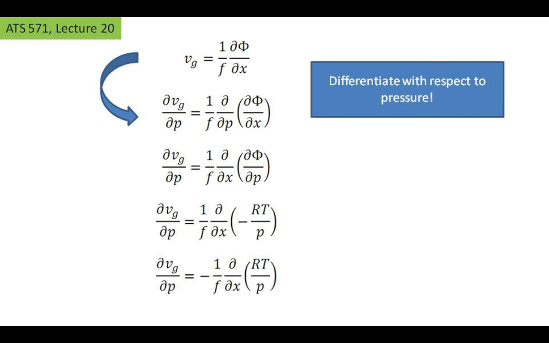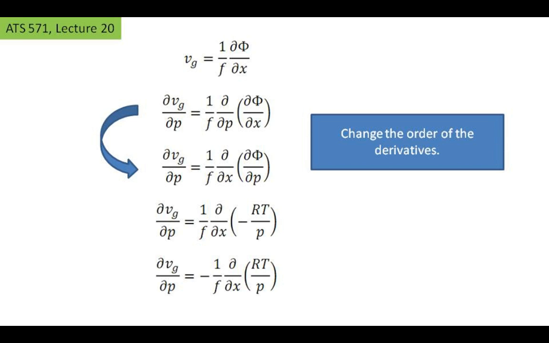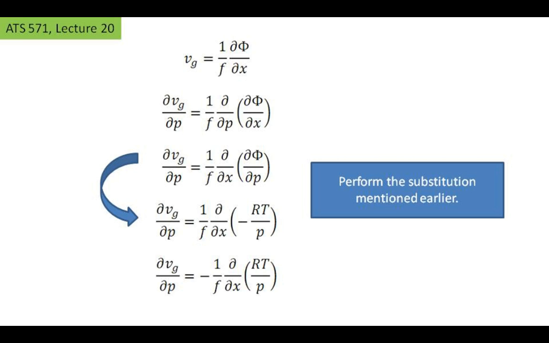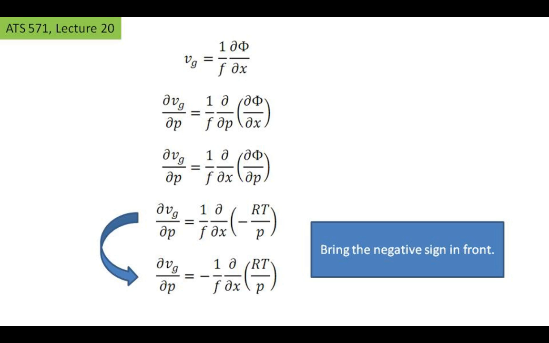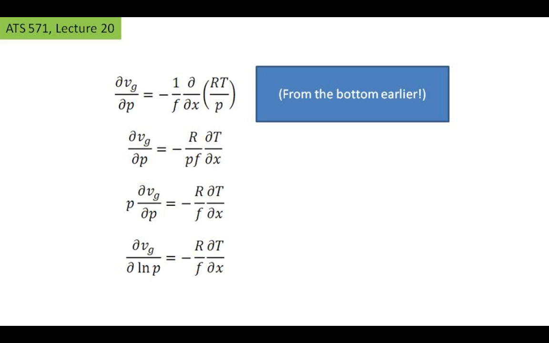We're going to take the derivative with respect to pressure, and then rearrange the order of those derivatives on the right-hand side. Then we're going to do that substitution I mentioned earlier, where we get rid of partial phi, partial p, and replace it with RT over p. And let's move that negative sign out in front. It's just a tidier equation. Now, again, I'm going to take this equation at the bottom of the screen and pull it up to the top of the screen to make more room.